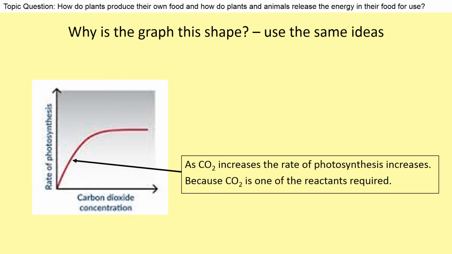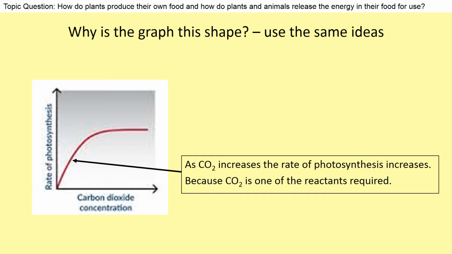At the beginning, we see that same pattern. As the carbon dioxide concentration increases, the rate of photosynthesis increases. Why is that? It's because carbon dioxide is one of the reactants required. So if you don't have carbon dioxide, you can't carry out the reaction.